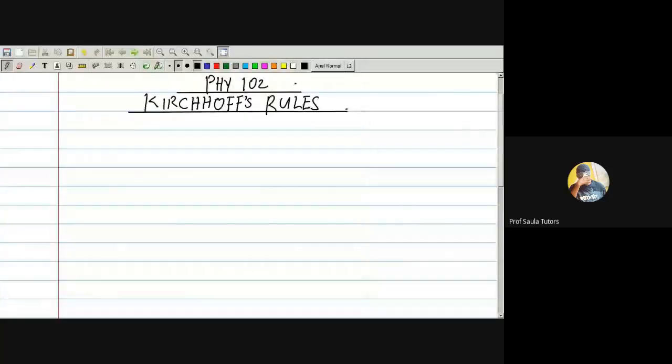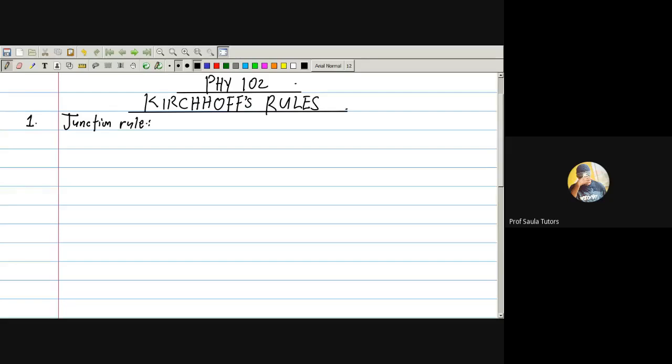So pay maximum attention. Here we want to study Kirchhoff's laws. We have two Kirchhoff's laws. The first one is called the junction rule. The first law is called what? It's called the junction rule. Now, what is the junction rule talking about?